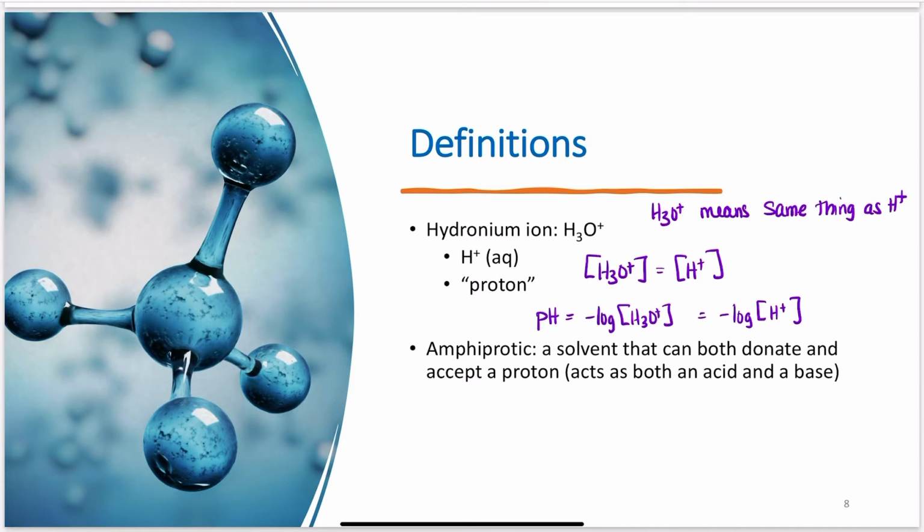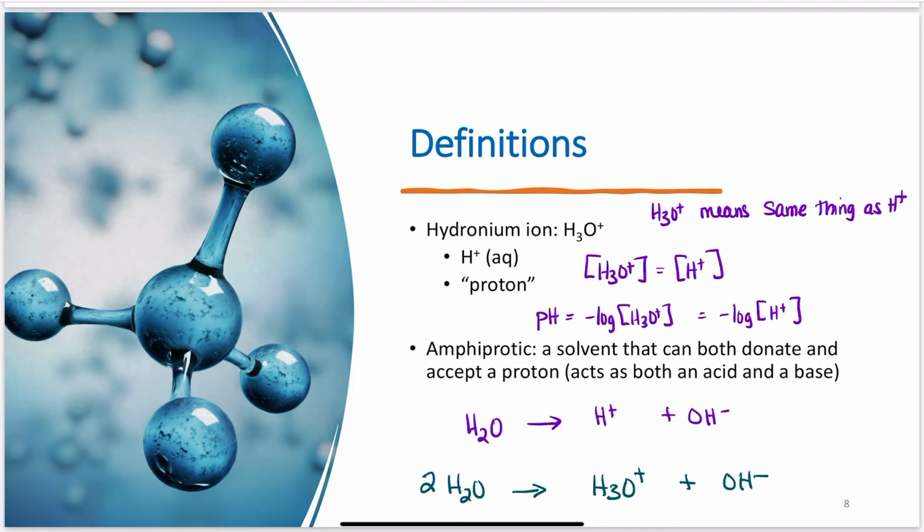An amphoteric is a solvent that can both donate and accept a proton. Basically, it acts as both an acid and a base. Water does that. Water can act as an acid and donate a proton, or it can act as a base and accept a proton. So truly, what's often written is that two water molecules will react to form H3O+ and OH-.